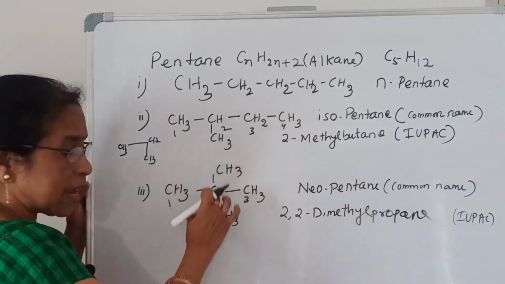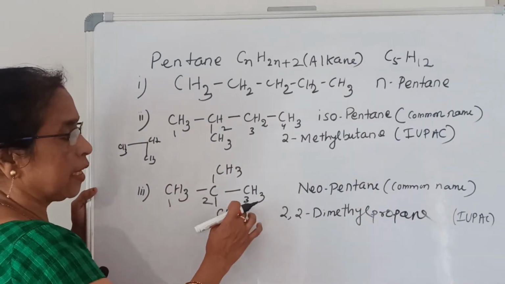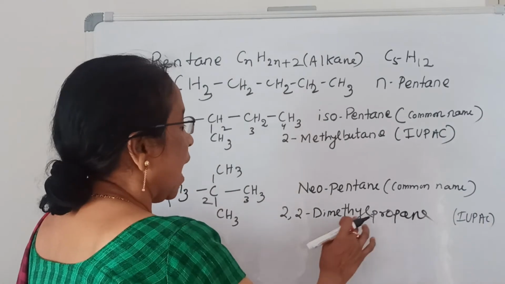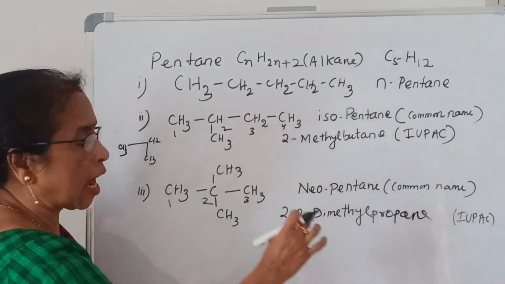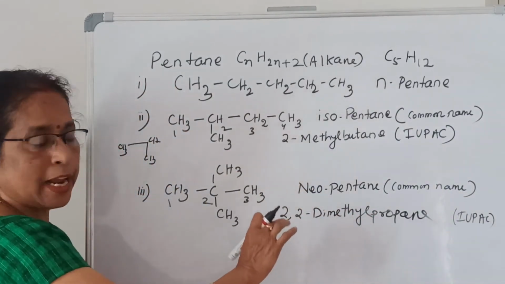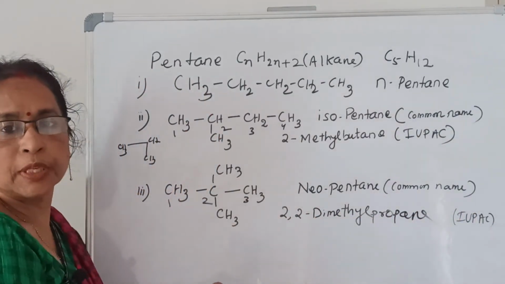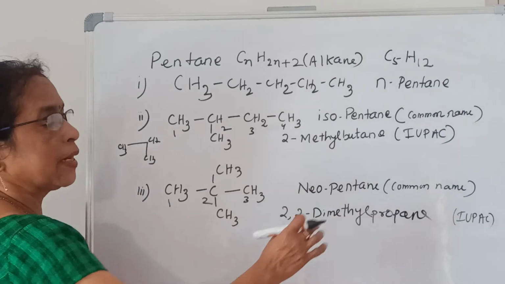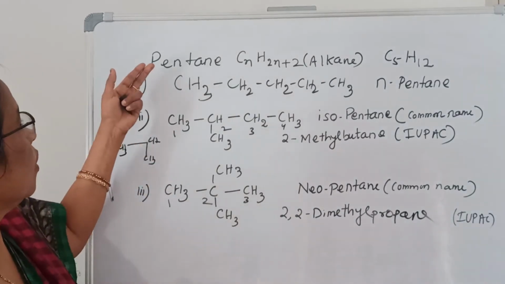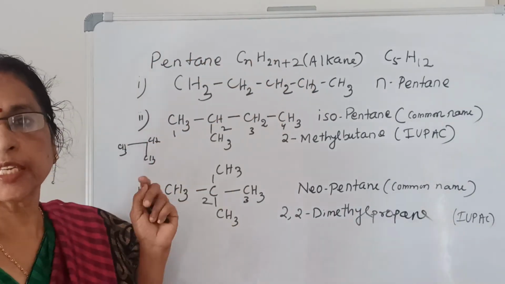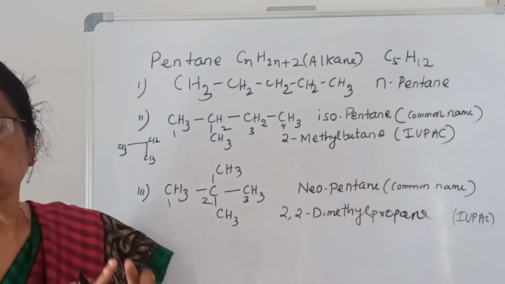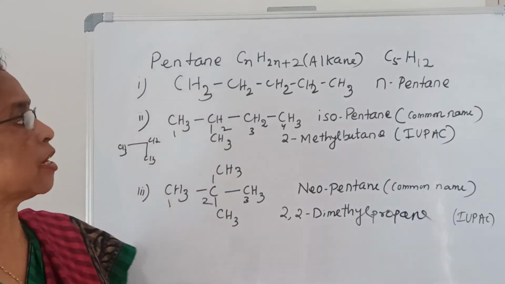And what is the main structure? 1, 2, 3 long chain propane, and there should be no gap between methyl and propane. So what is the name? 2, 2 dimethyl propane, and that is the IUPAC name. And neopentane, that is the common name. So in pentane the formula is C5H12, not C5H10, by mistake I have written.